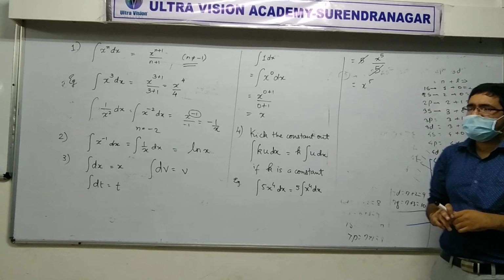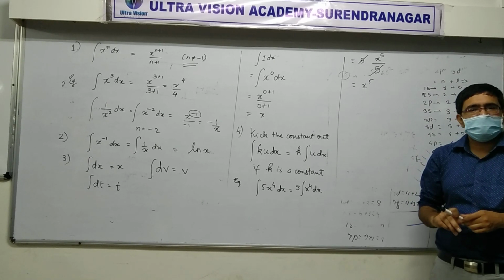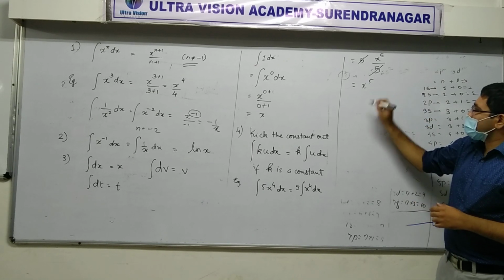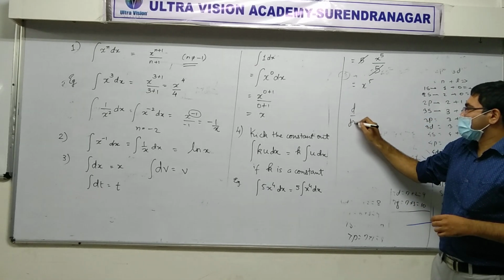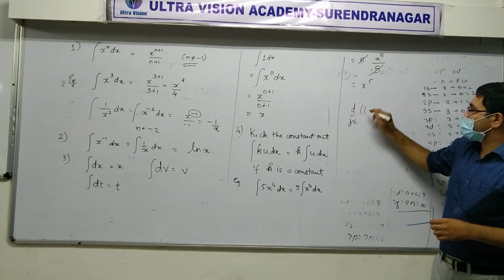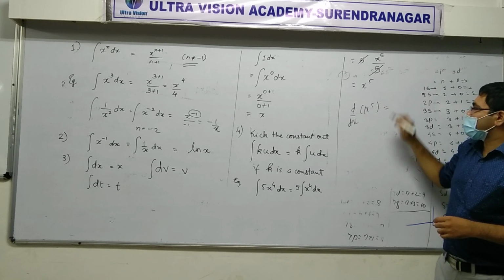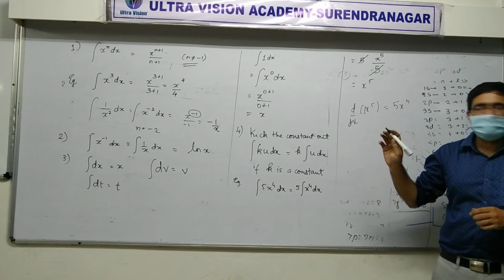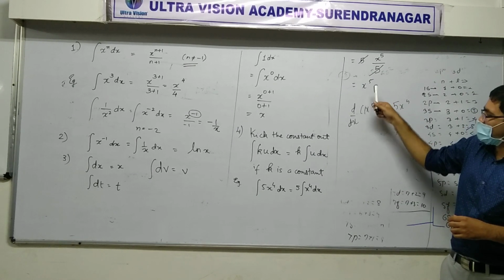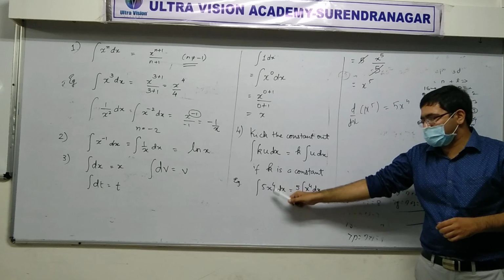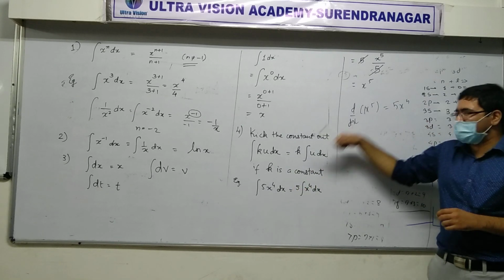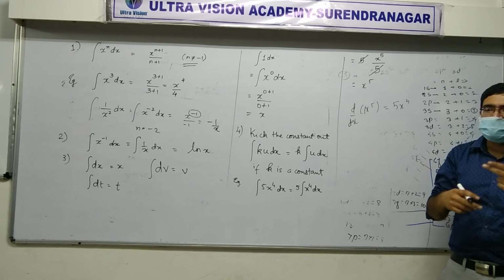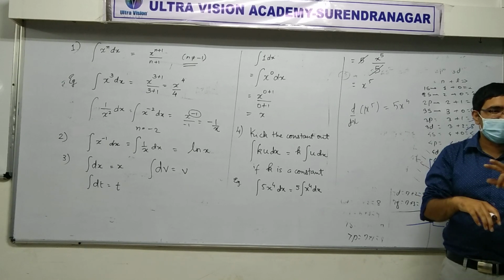Now, once we have got it this way, think about it in reverse. What's the differentiation of x raised to 5? 5x raised to 4. So I hope you understood what I was telling you earlier. Differentiation of x raised to 5 is 5x raised to 4. That's why integration of 5x raised to 4 will be x raised to 5. So reverse. Understood? Yes.